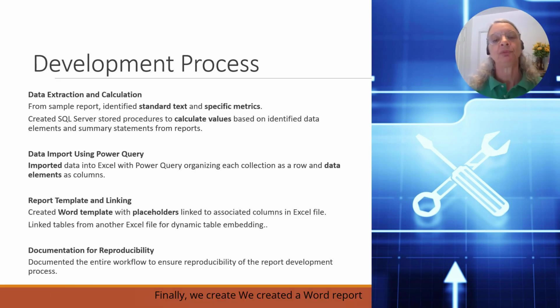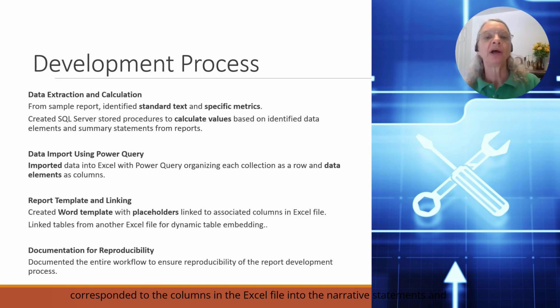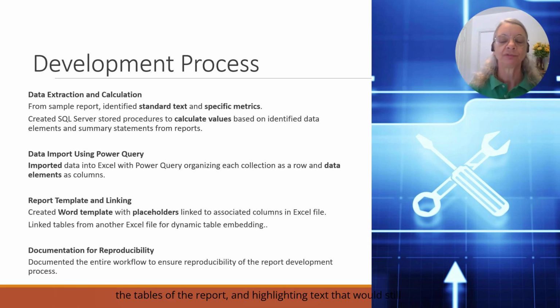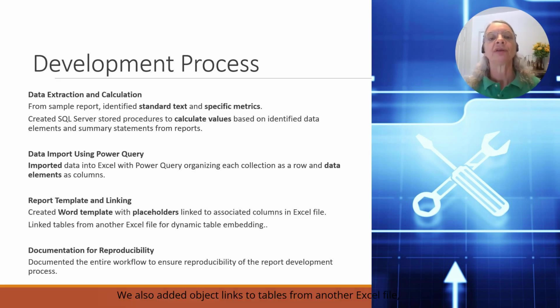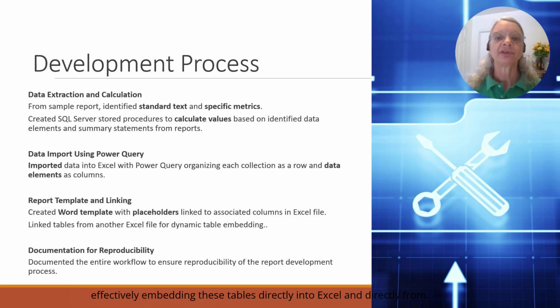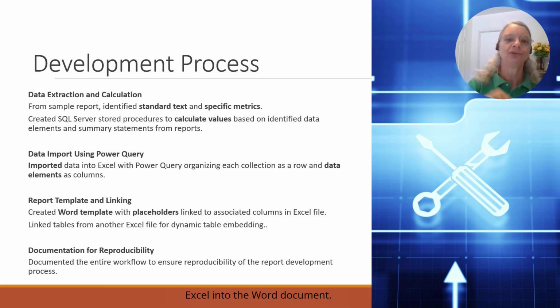Finally, we created a Word report template, establishing the mailings linked to the Excel file, adding mail merge fields that corresponded to the columns in the Excel file into the narrative statements and the tables of the report, and highlighting text that would still need customization. We also added object links to tables from another Excel file, effectively embedding these tables directly from Excel into the Word document. We then documented this whole process for reproducibility.